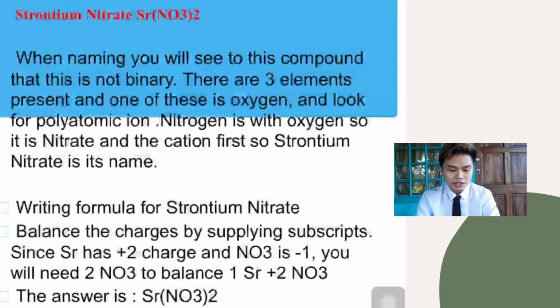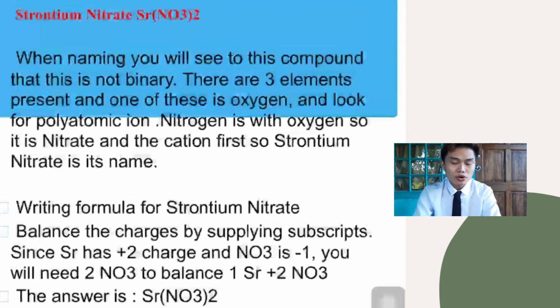Our given here is Sr(NO3)2. When naming, you will see that this compound is not a binary because there are three elements present here and one of these is oxygen. The nitrogen is with the oxygen, so it will be called nitrate. When naming the compound, first you need to identify the cation, which is strontium, so it will be called strontium nitrate.